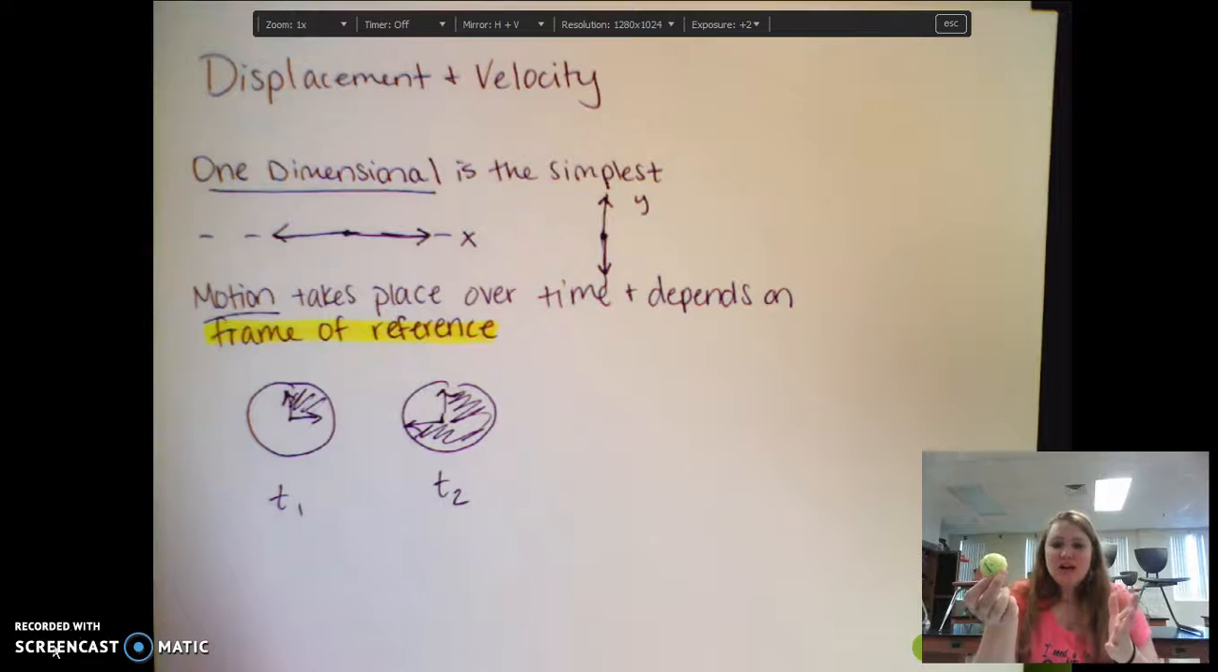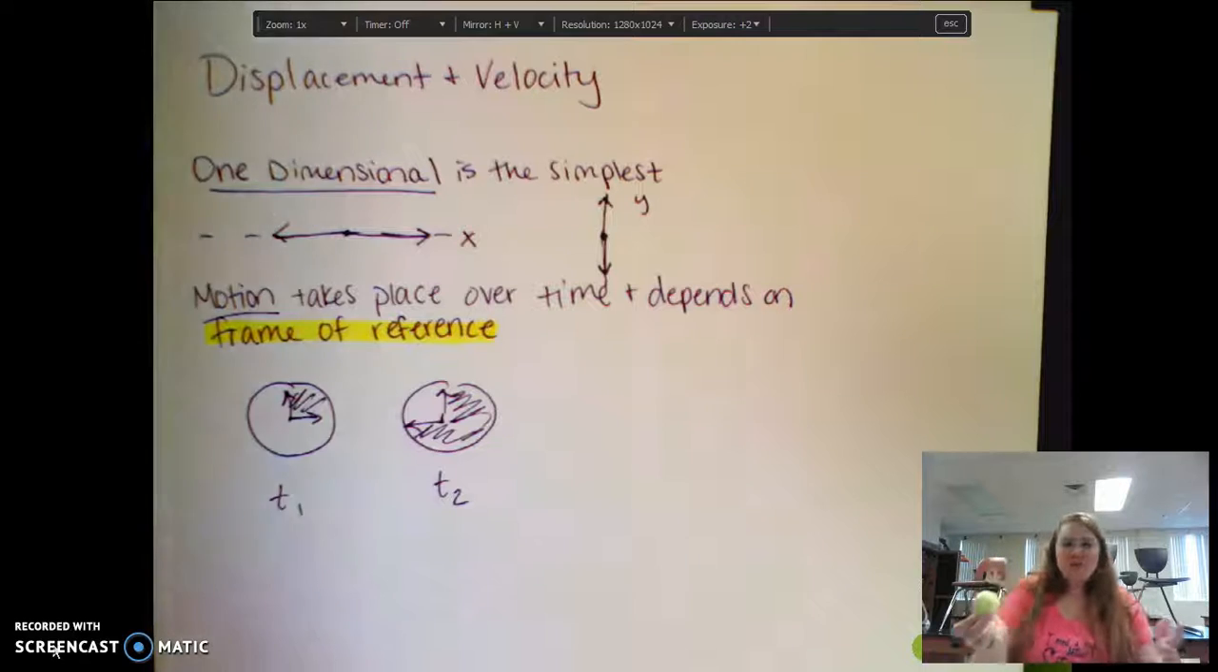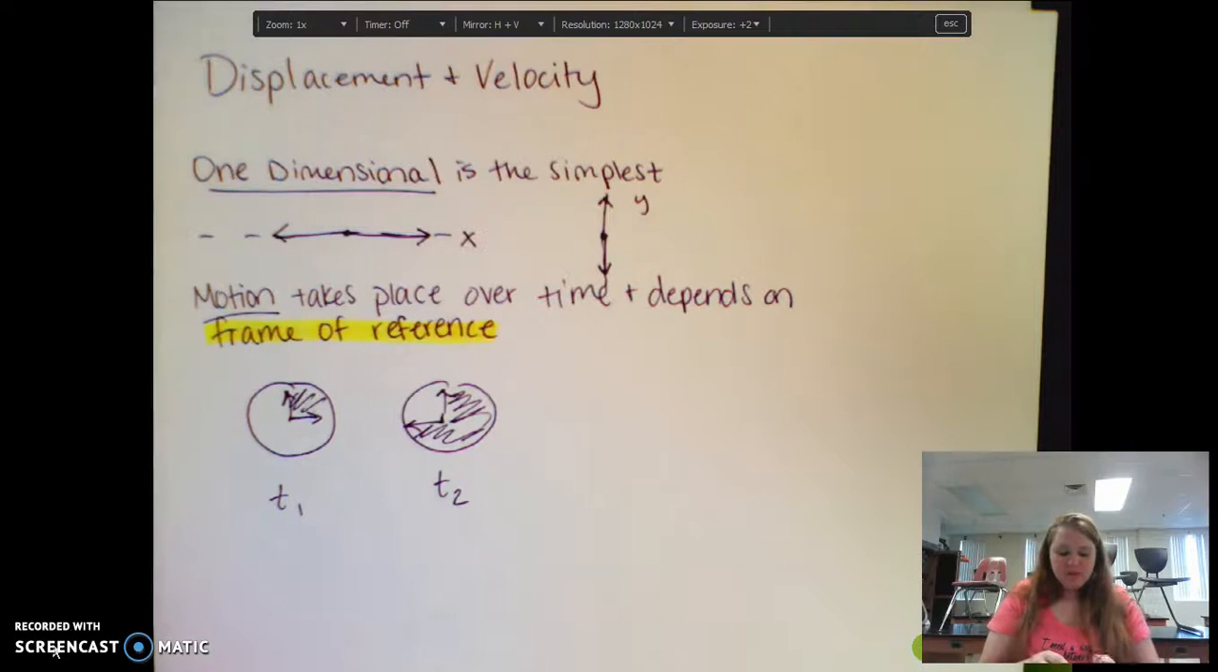We need to make sure that we understand what we are comparing this to. For our case, we're going to make it easiest by always comparing things to the floor, or whatever we're moving against. So, for example, if I wanted to talk about me throwing this ball, I would say I threw it up and it came right back down. That's my frame of reference.